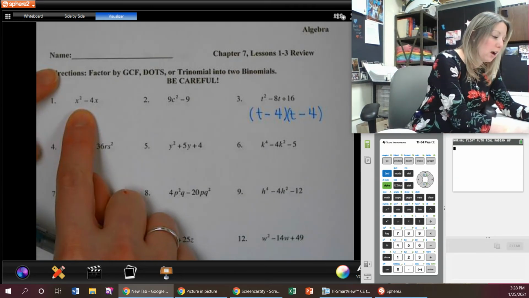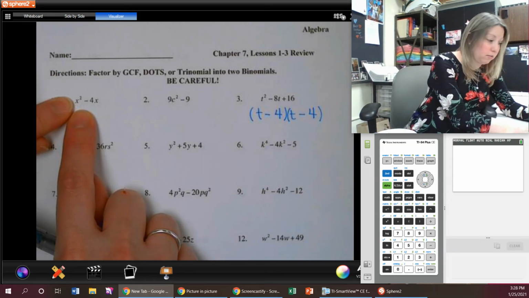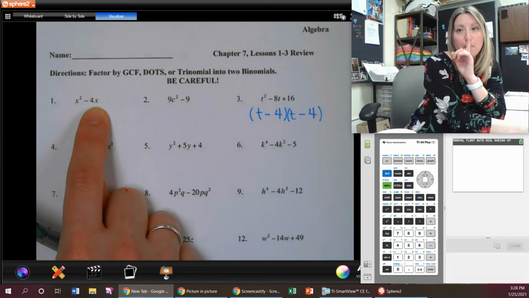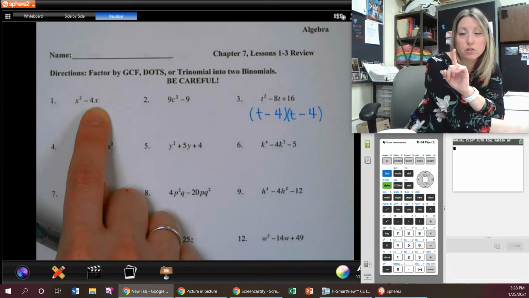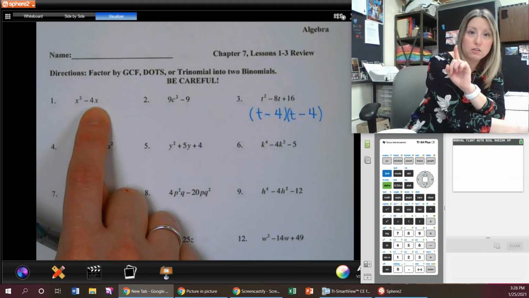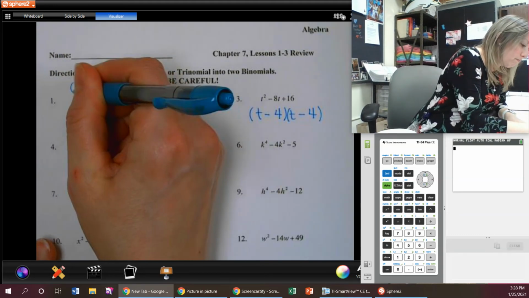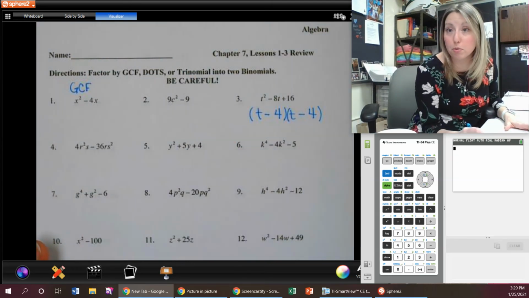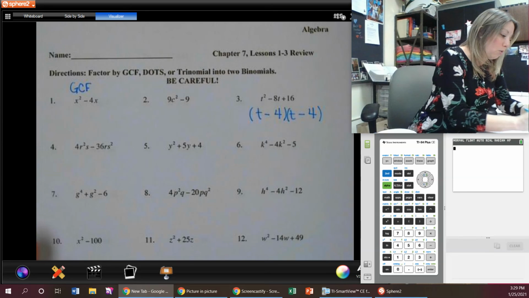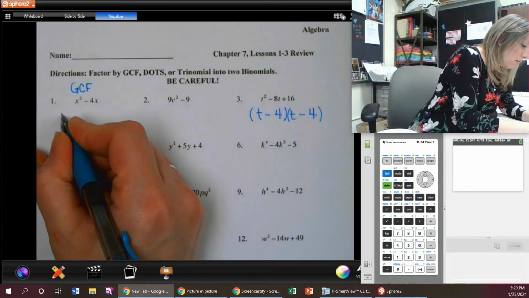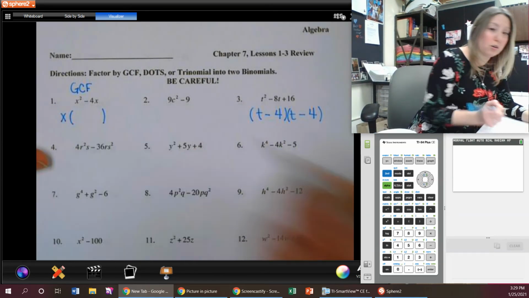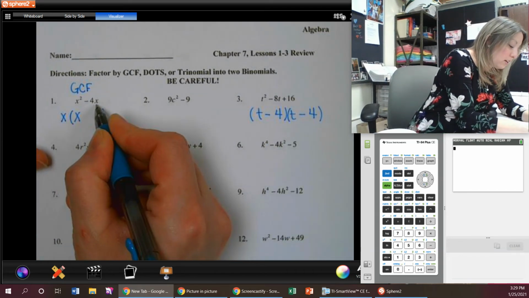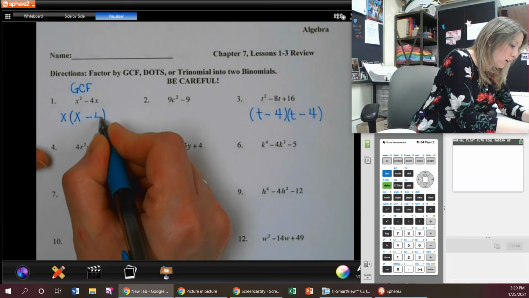So on number 1, x squared is a perfect square. Yes, I'm subtracting. 4 is a perfect square, but x to the first is not. This is GCF, okay? And that's what you're going to need to be on the lookout for, which is why you need to know your perfect squares. So that means there's only a GCF of x here. And now I divide each term by x. x squared divided by x is 1x. Negative 4x divided by x is negative 4.